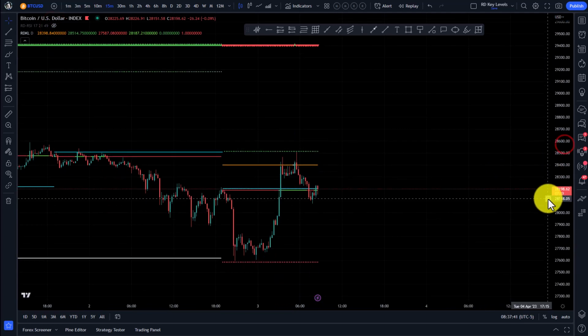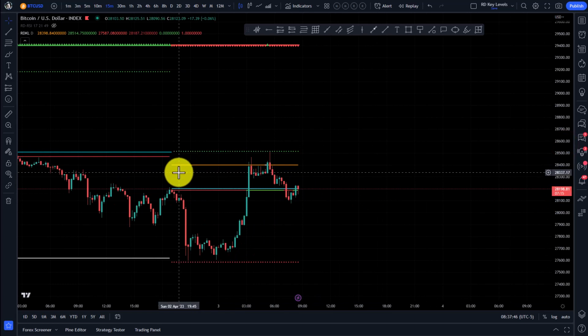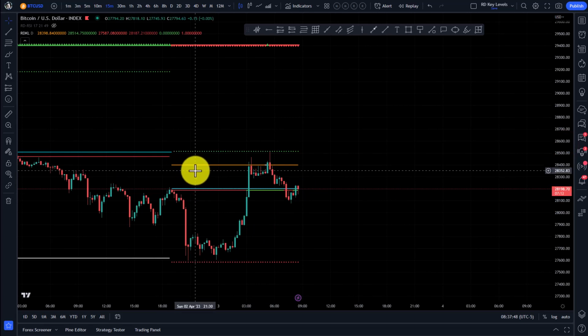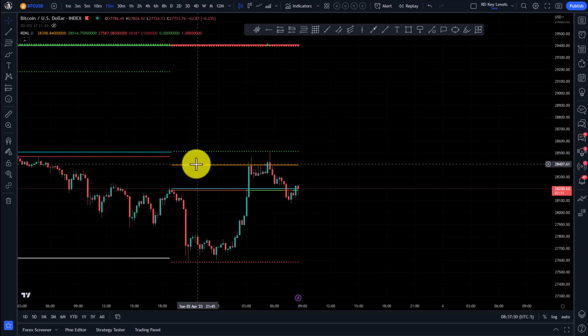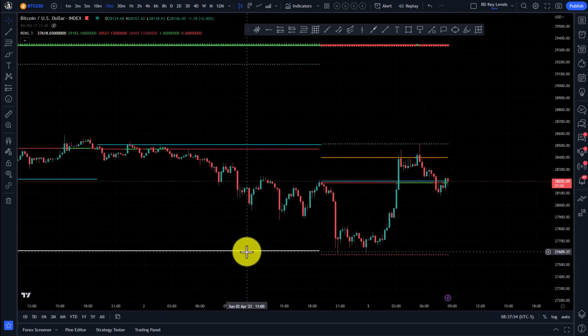The first thing, let's just start with what it plots. It plots the weekly open, and the weekly open is either orange or white. It's orange if price is below it, so this is the weekly open, or it's white, like in this case, where price is above it.